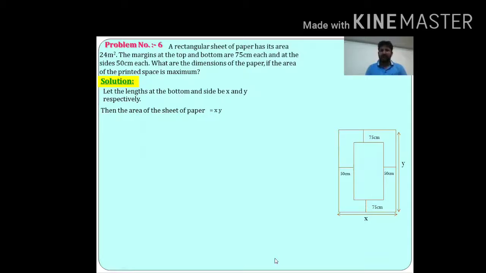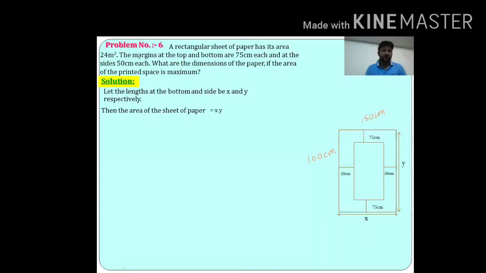We have already taken margins at left and right, 50 centimeters from the left-hand side and 50 centimeters from the right-hand side. That is a total margin for the sides of 100 centimeters. And margins from top and bottom are 75 centimeters, 75 centimeters, which gives 150 centimeters. But the condition provided is that the area of that printed space is maximum. Area is expressed in terms of meter square. Check this.